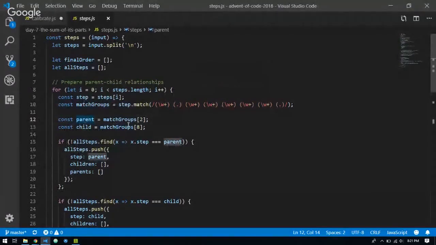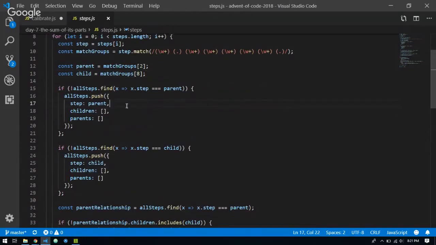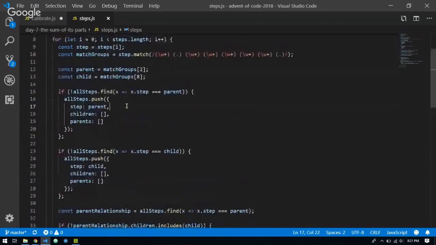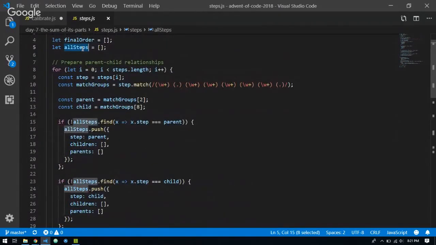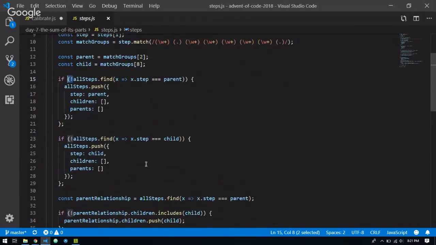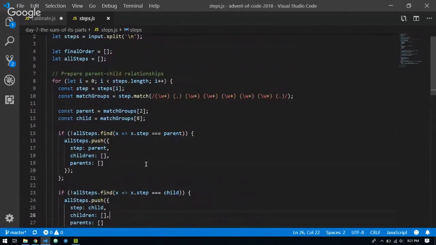So I kept track of that. I said the parent would be the letter at the second index, and at the 8th index of my match group is where my child step is. So now I know my parent, now I know my child. Let's see what I'm doing now. In all steps, which is currently empty right now, find the step that is equal to the parent. And if I do not find that, I apologize, exclamation point. If I don't find it, push that in as the parent, with its children and parents. Then in all steps, find the child step, which is a child and parents. So I'm preparing parent-child relationships.